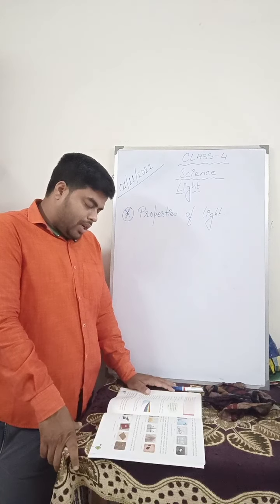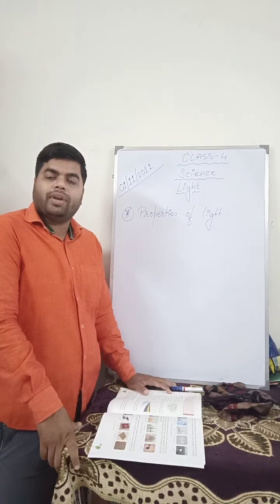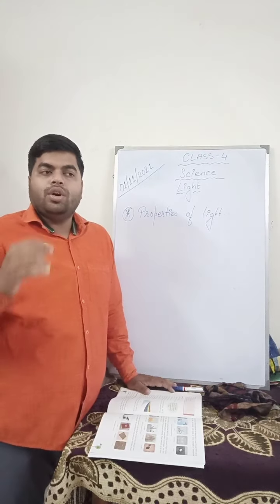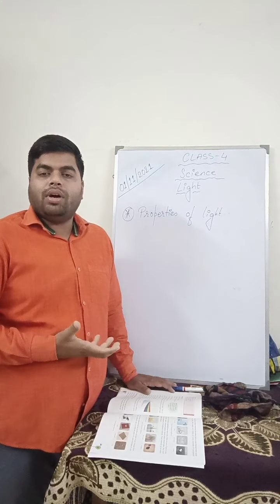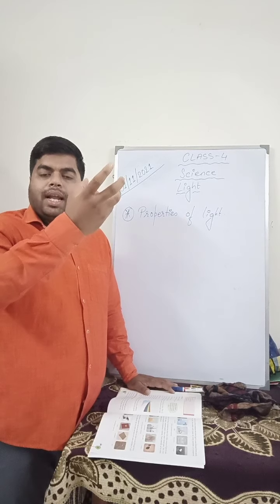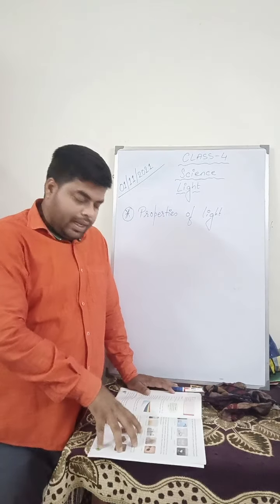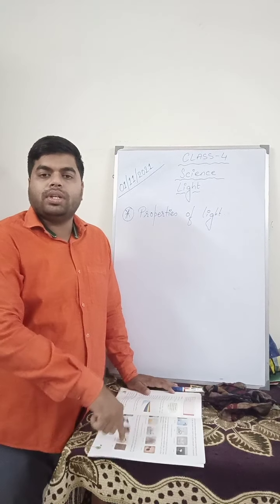Next, light can be reflected. When light rays fall on any surface, it bounces back. This is called reflection of light. For example, now I am teaching, and the light of the room is on. This light falls on the book and the book reflects the light. That is why I am able to see the book.